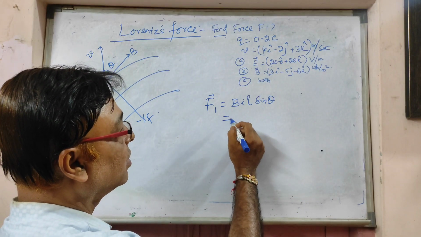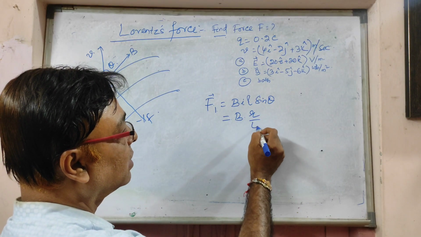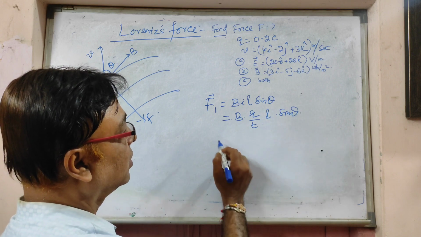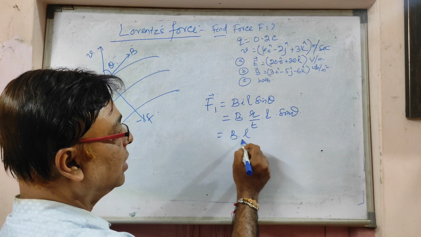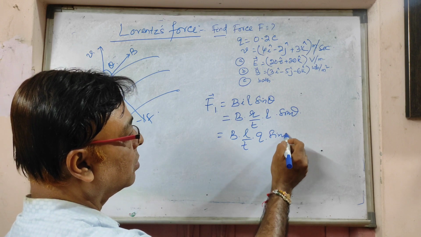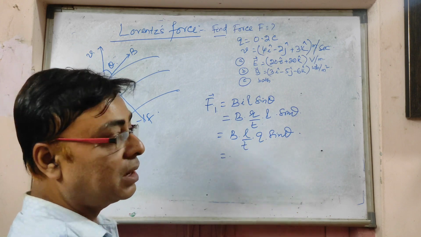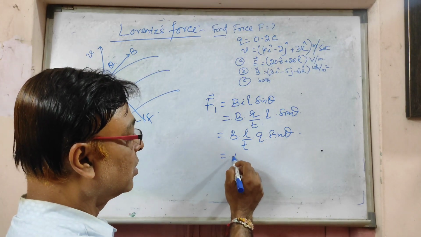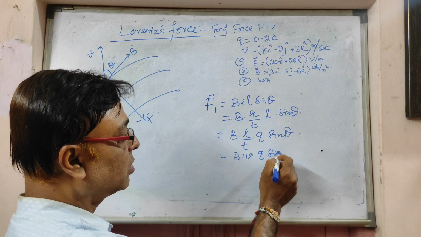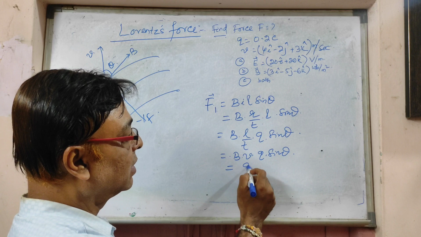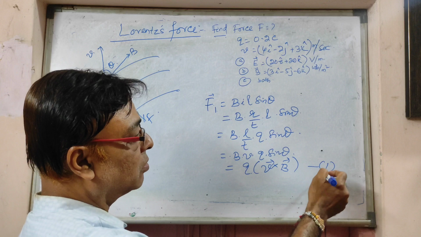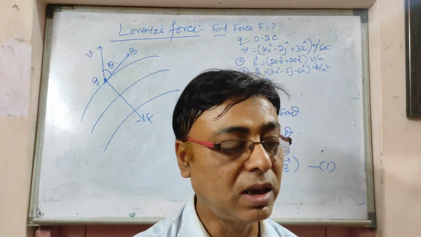Now we know that I is equal to Q by T, and this is L sin theta. So I can write it as L by T into Q into sin theta. Now we know that L by T is velocity. So I can write Q into V cross B. This is equation 1, the force due to the magnetic field alone.